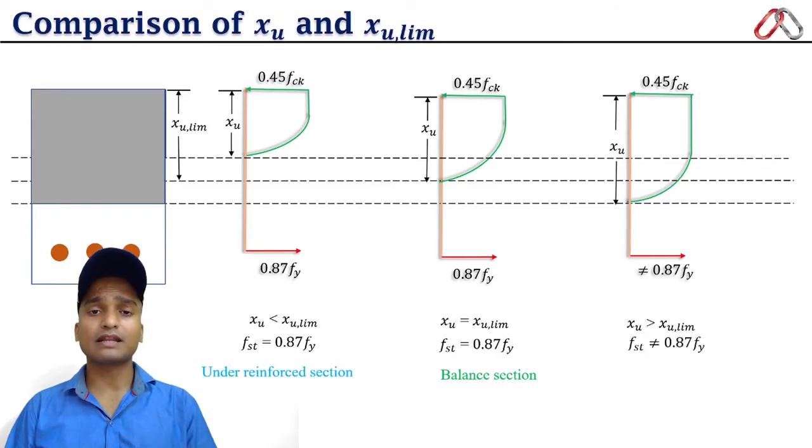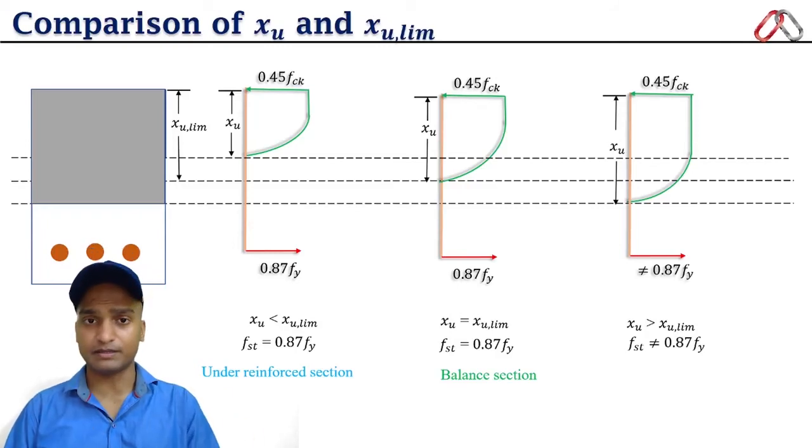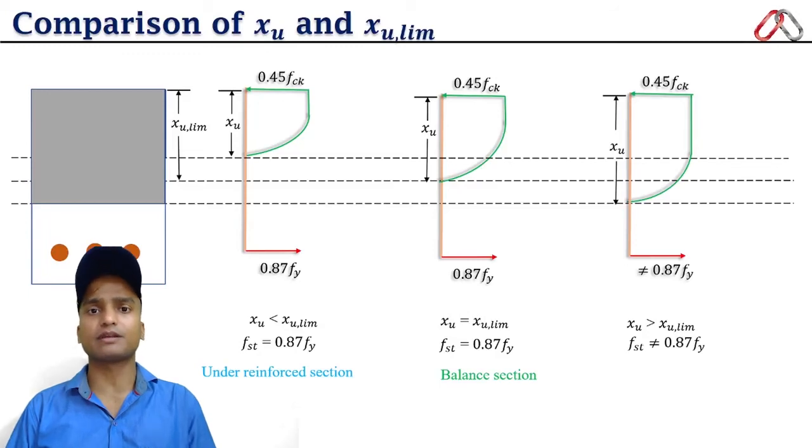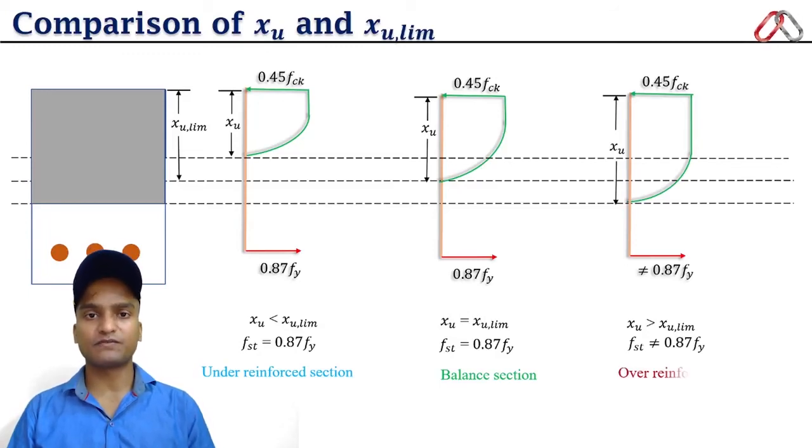But the worst thing that is going to happen is that the concrete will reach its ultimate strain before the steel actually yields. So in this case, the stress in the steel bar is not equal to 0.87 Fy. It is less than 0.87 Fy. And such a cross section of the beam is said to be an over reinforced section.